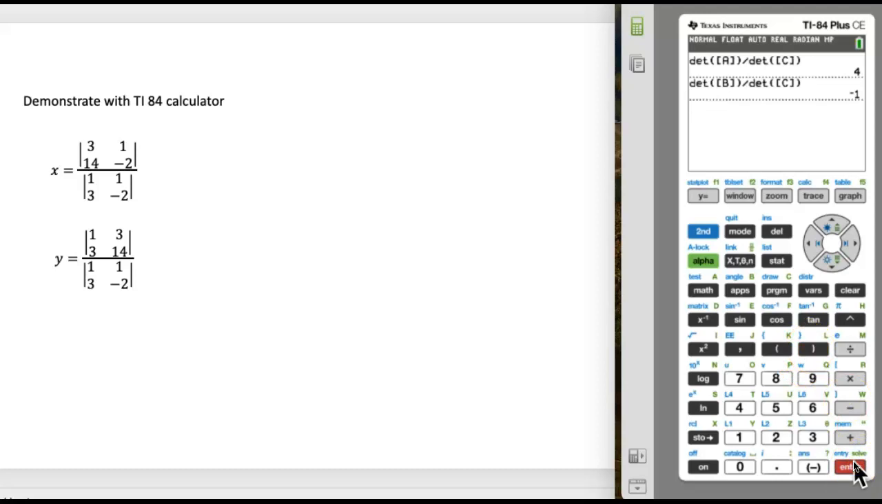So our solution to this problem, back over here in our problem, is going to be x is equal to 4. When we evaluate the determinant of this, divided by the determinant of this, and y equals -1. So that means we have 2 lines and their point of intersection is at 4, -1. And that's using Cramer's rule.